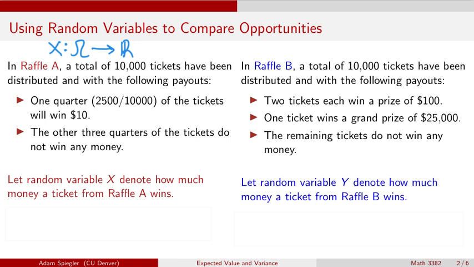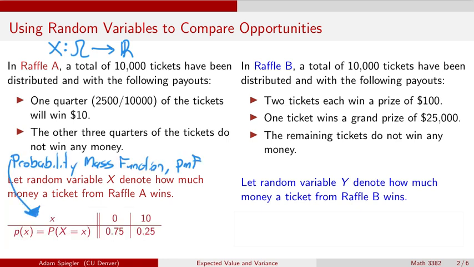And so organizing this information into what we call a probability mass function for random variable X, the possible amounts that we could win are going to be no money. There's a 75% chance for that. Or we could win $10, and 1 out of 4 tickets, or a proportion of 0.25, is the probability of winning $10 on a raffle ticket.